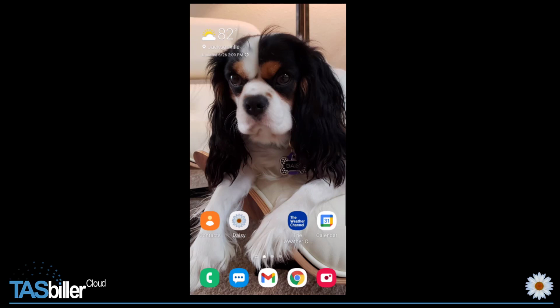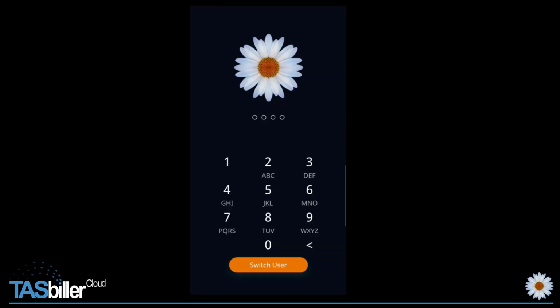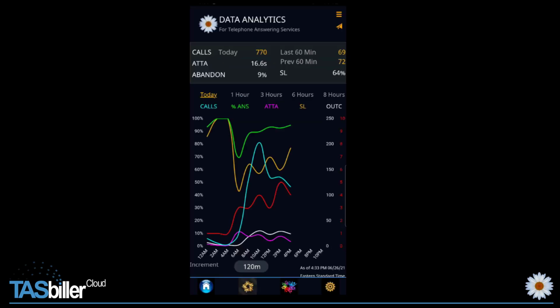The screen you're looking at right now is my phone, and that is Daisy the dog. Let's press the Daisy icon here and see Daisy the app. It asks for a login PIN, just to keep people out of this app because there is some sensitive data in here, obviously.